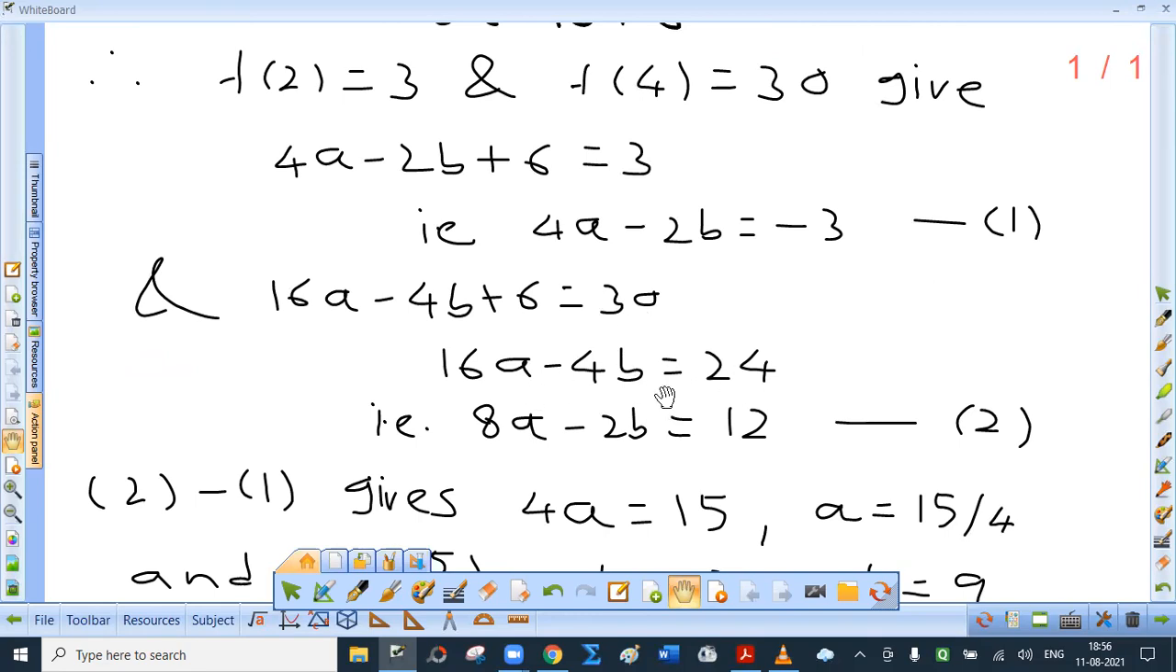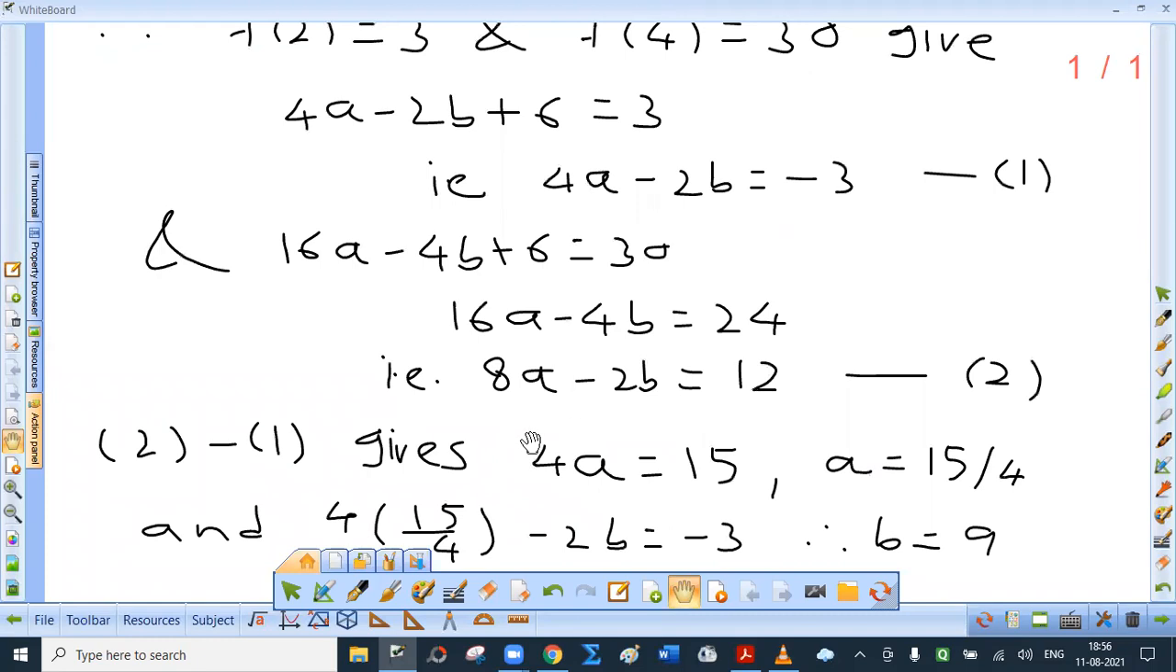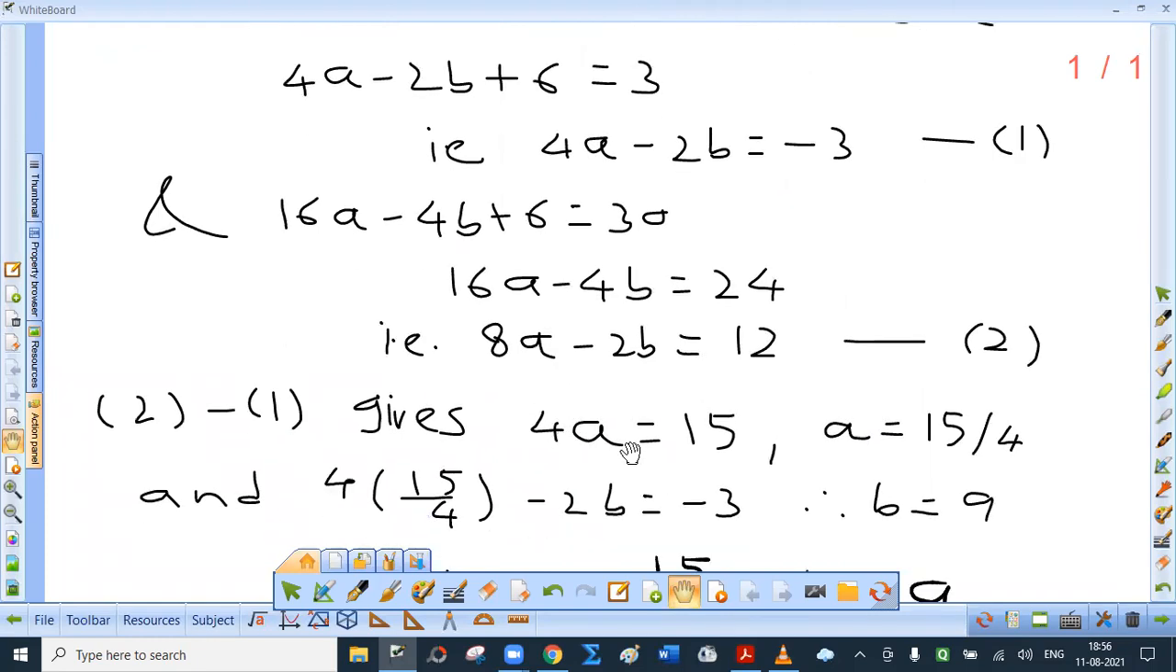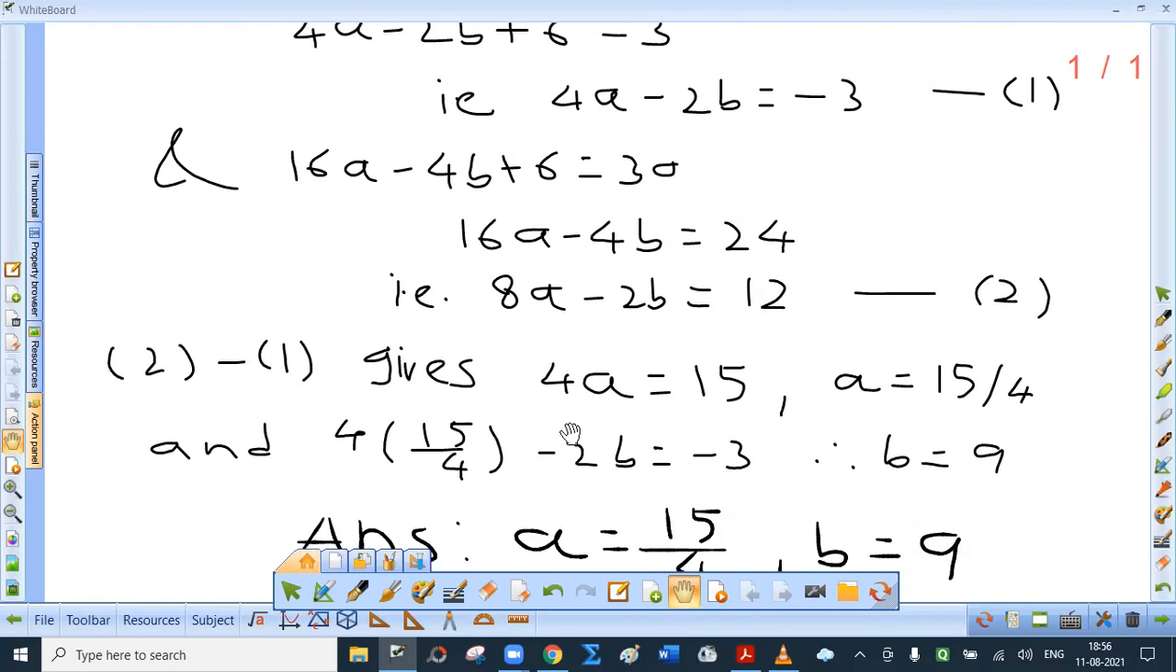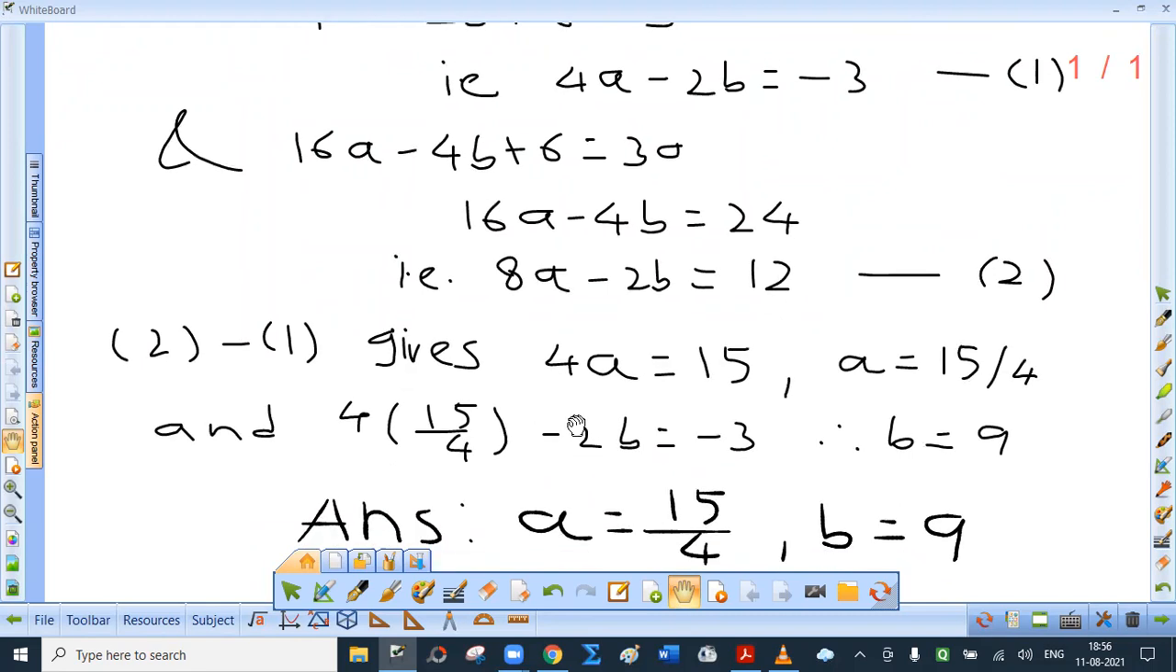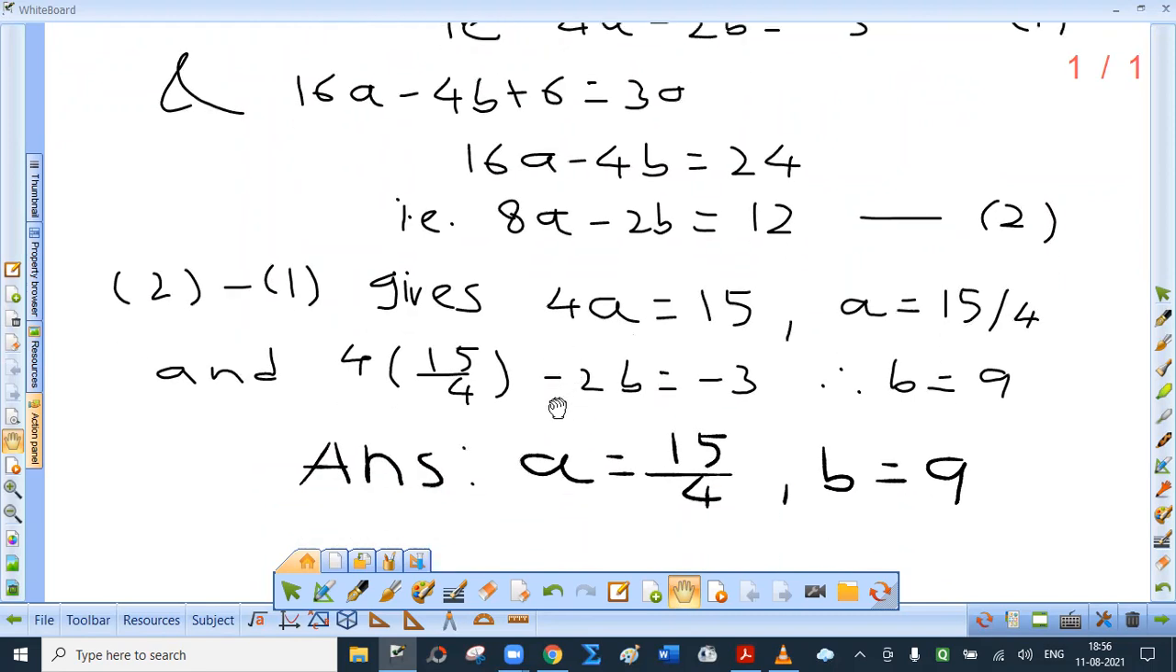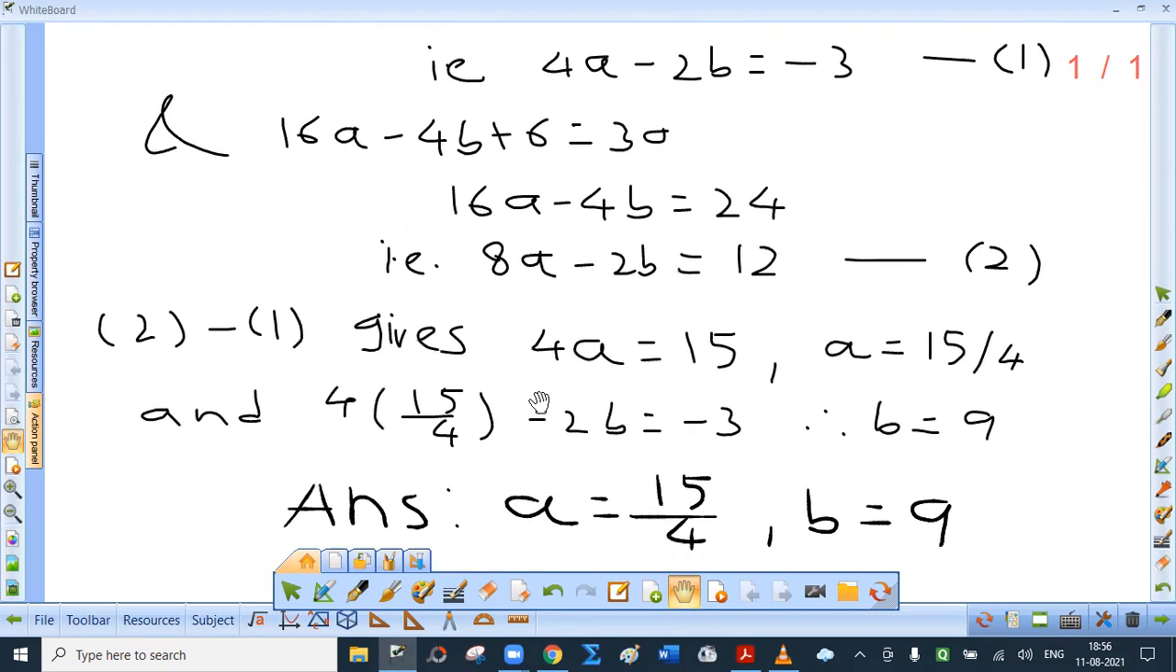So we get this. I could have divided by 4, but in equation 1, coefficient of b is minus 2, and that is why divide by 2. Subtract 1 from 2. So that gives 4a equal to 15. So a equal to 15 by 4. Now put this in 1 to get b equal to 9. So this is the final answer. Right.